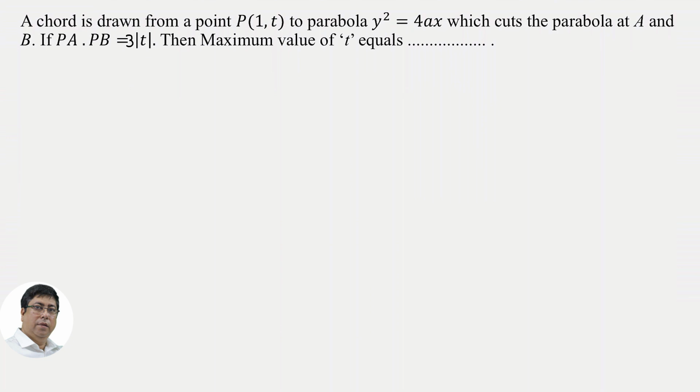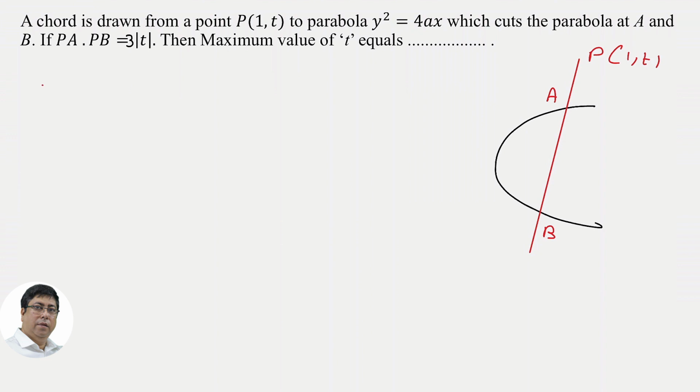A chord is drawn from the point P to the parabola y square equal to 4x, which cuts the parabola at A and B. If PA into PB equal to 3 mod t, we have to find the max value. So in this case, let's draw one chord. So this is P, A, B, and P is 1, t. In this type of case, we have to apply the symmetrical equation or parametric equation.